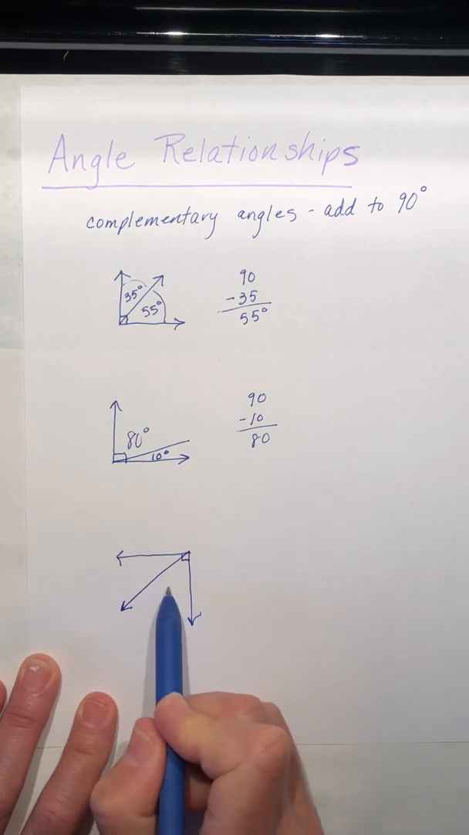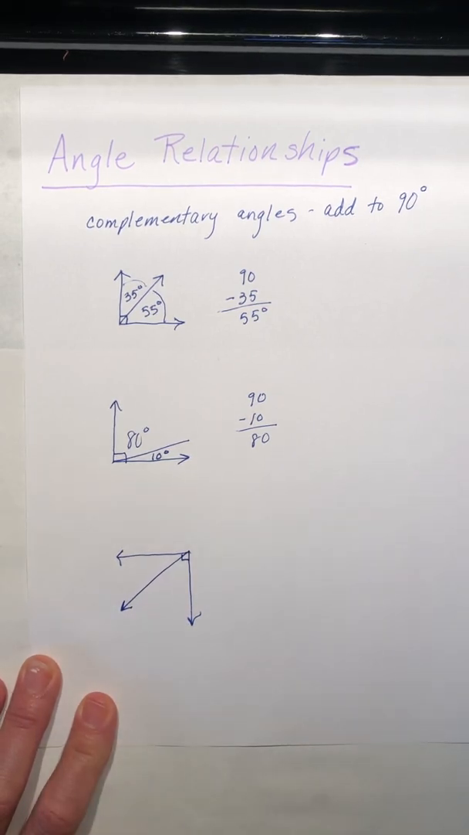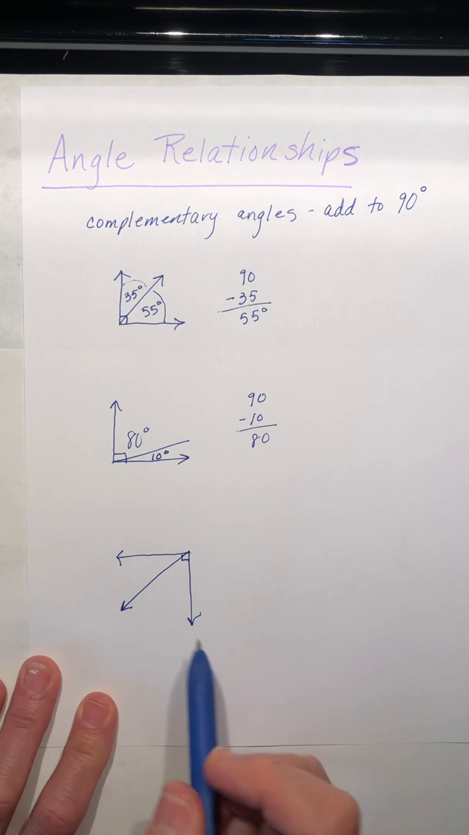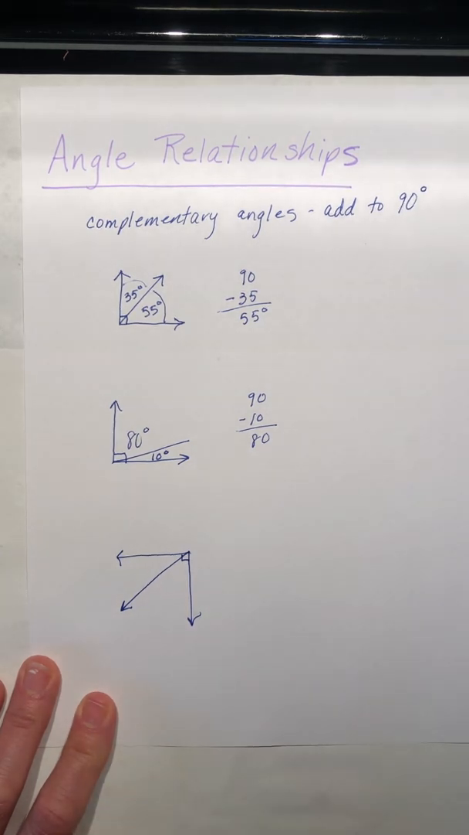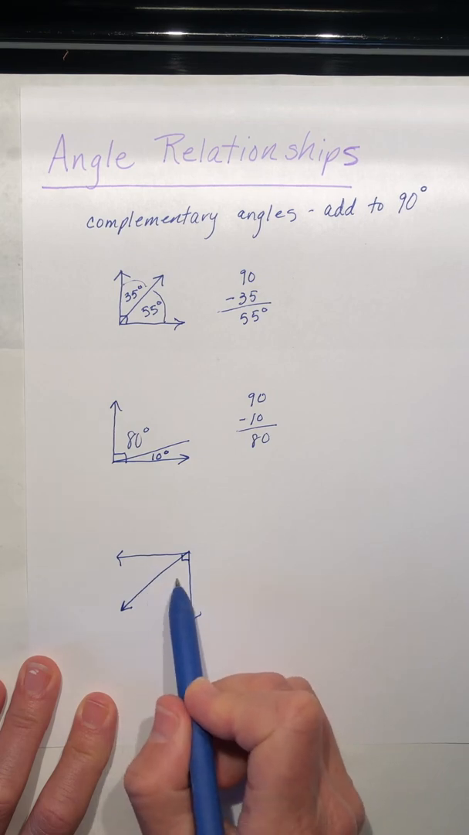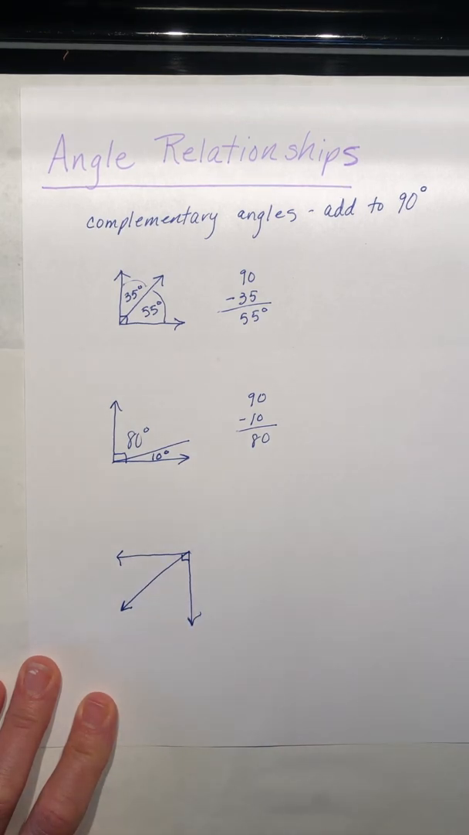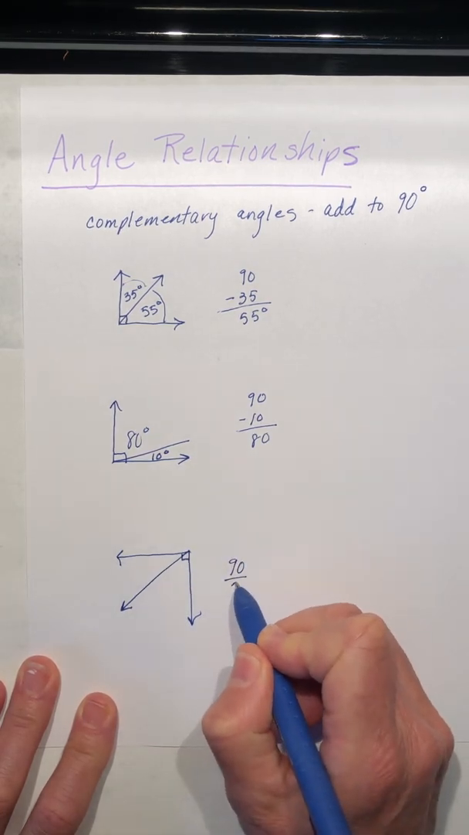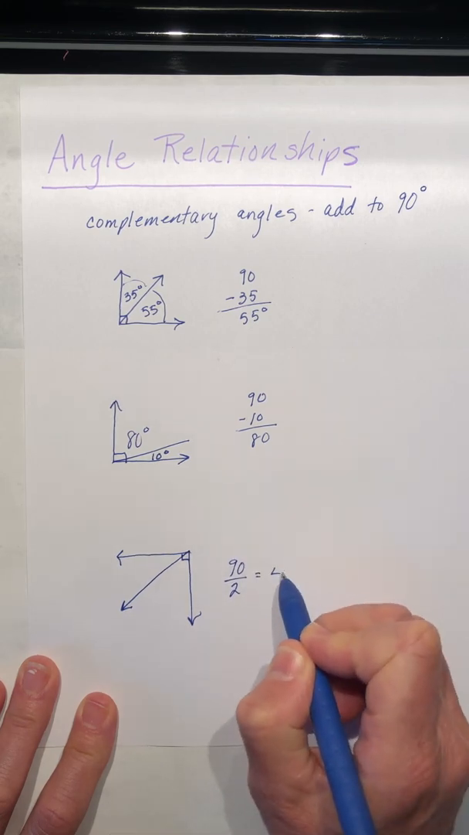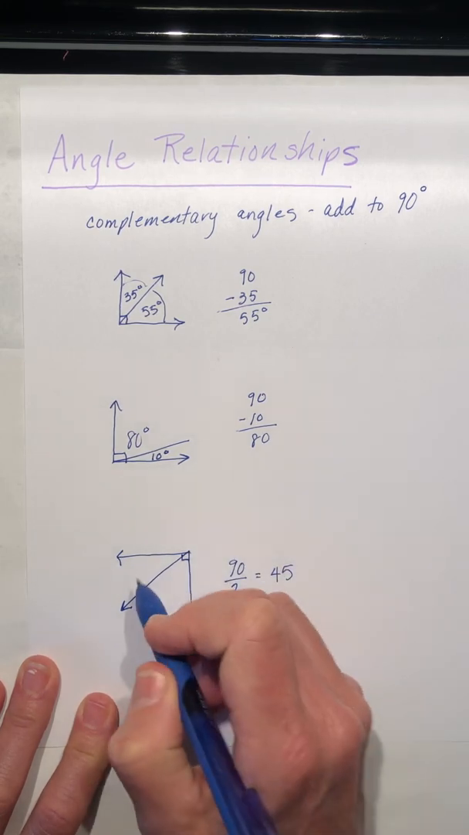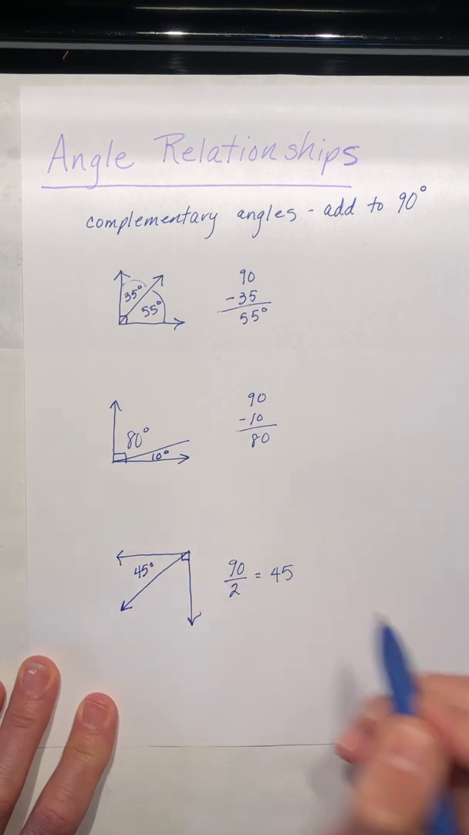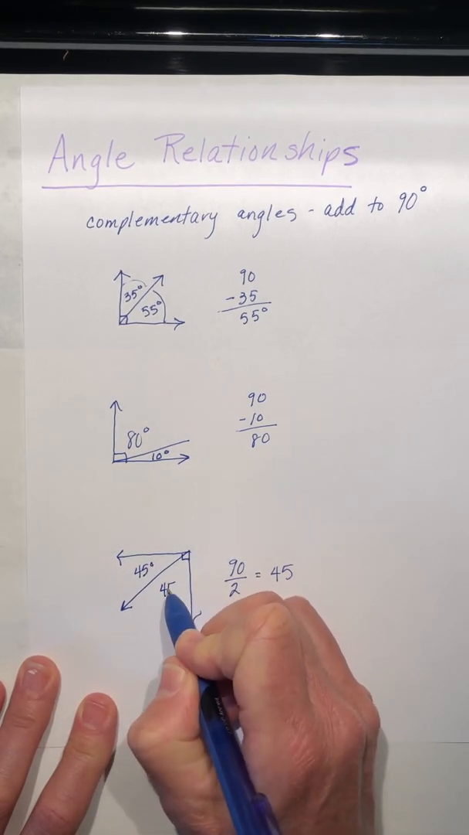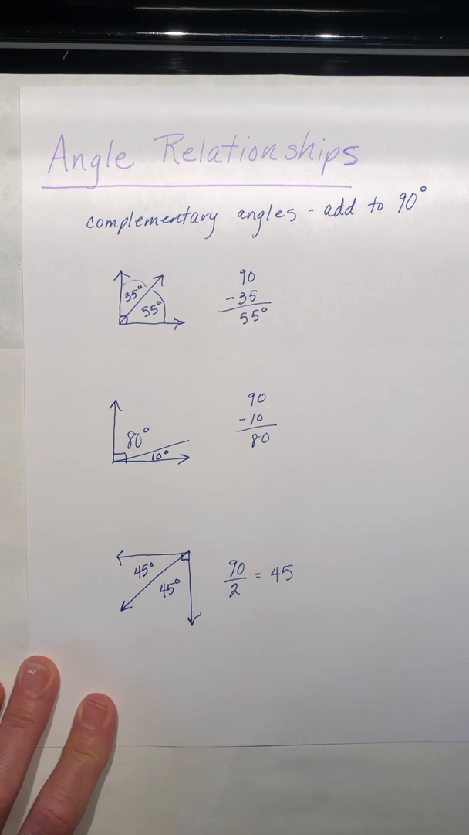Is it possible that these two angles could be the same? Yes, it is. How would we figure that out? If both of these angles have the same value and we know they total 90 degrees, how could we figure out what their value is? In this case, I'm going to do 90 divided by 2, which would give me 45 degrees. So this one would be 45 degrees, and this one would be 45 degrees.